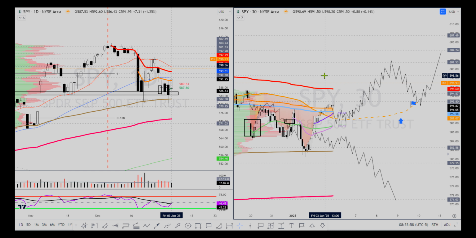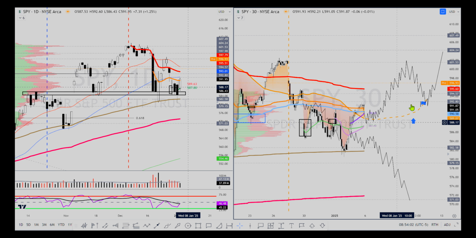Hey everyone, it's January 6th. We got the morning market rundown. Let's dive into this price action and make some sense of it.